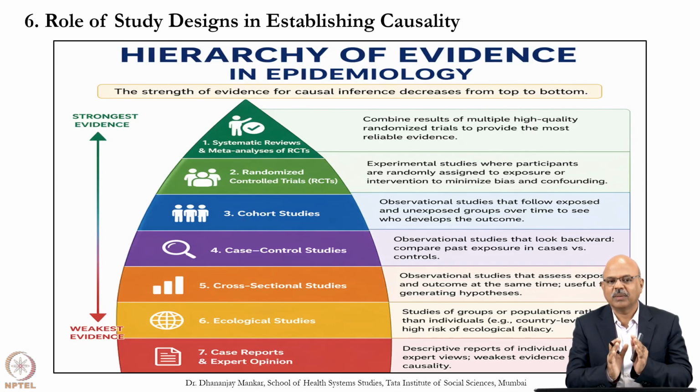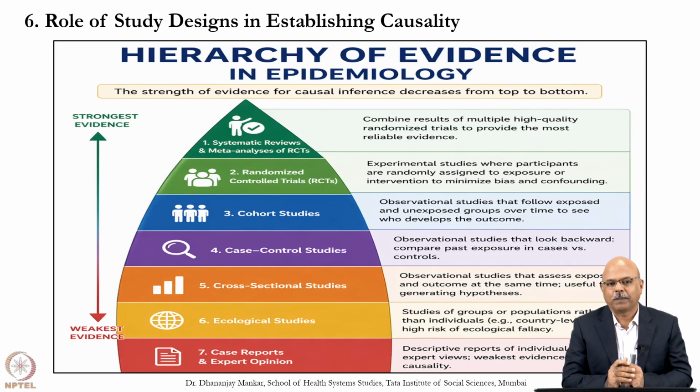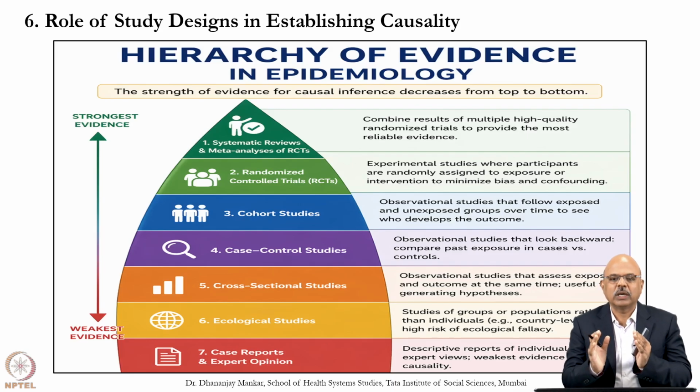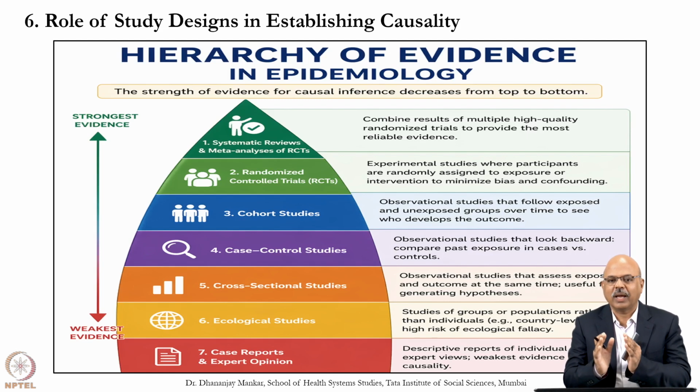What do systematic reviews and meta-analyses give? They give combined results of multiple high-quality randomized trials to provide the most reliable evidence. The randomized controlled trial gives experimental studies where participants are randomly assigned to exposure or intervention to minimize bias and confounding. Cohort studies are observational studies that follow exposed and unexposed groups over time to see who develops the outcome. So slowly you can understand the base, what the reliance is, and which gives higher evidence.